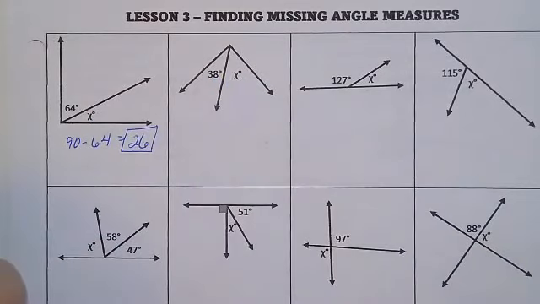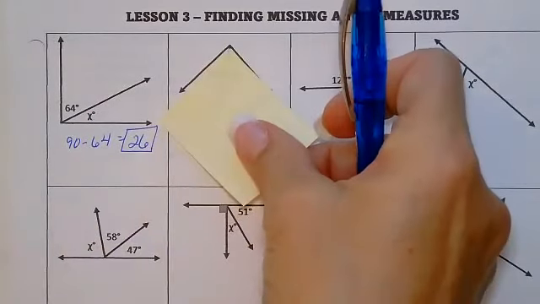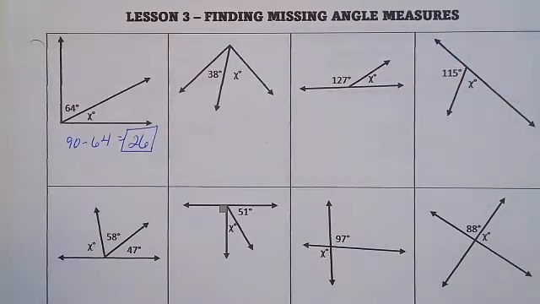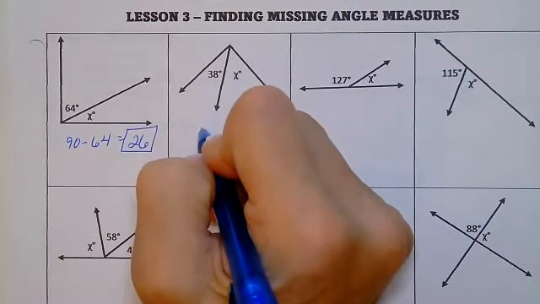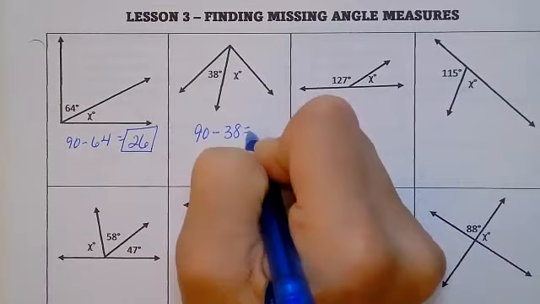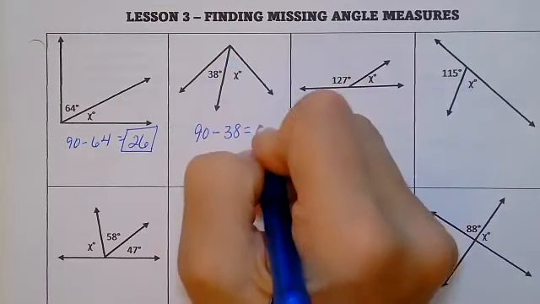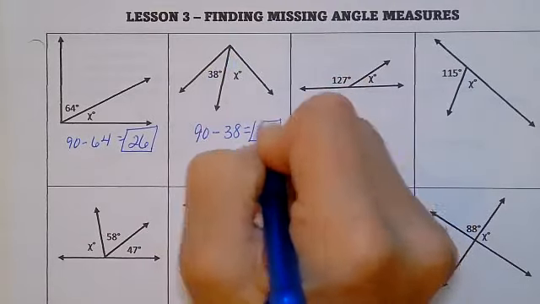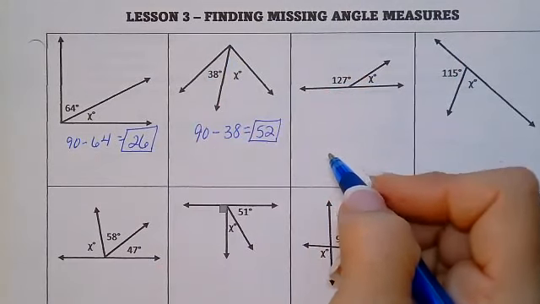This too is a right angle. If I put a corner in there, it fits perfectly. So I'm going to subtract 38 from 90. So x equals 52 degrees.